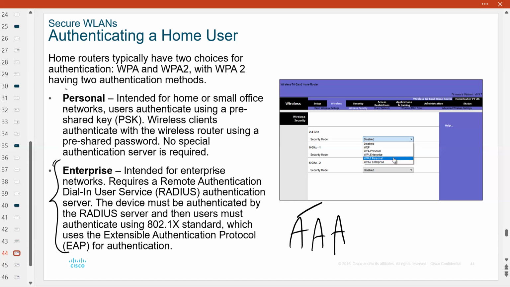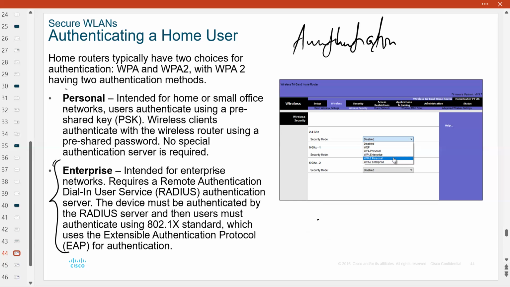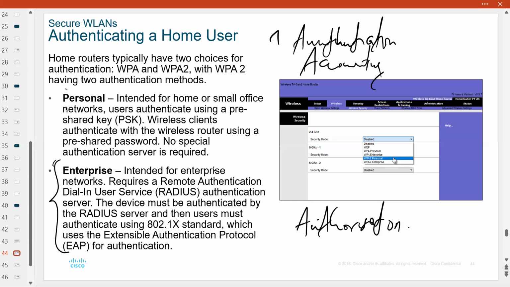Let me put it this way before I get confused. Authentication, very important to understand AAA. Accounting, the third one. Authorization. So first, you authenticate, you're authorized, then you're accounted.